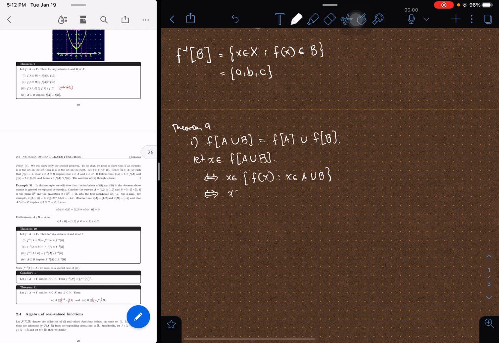Or this is the set of all f of x such that x is in A, or the set of all f of x such that x is in B. So this means x is in f of A, or x is in f of B. Therefore, x is in f of A union f of B.